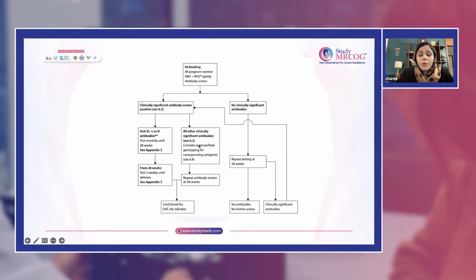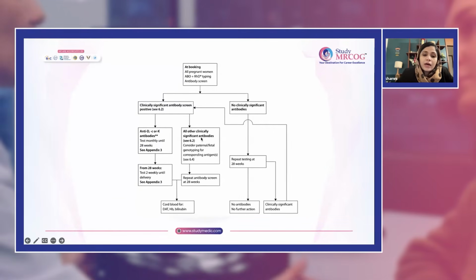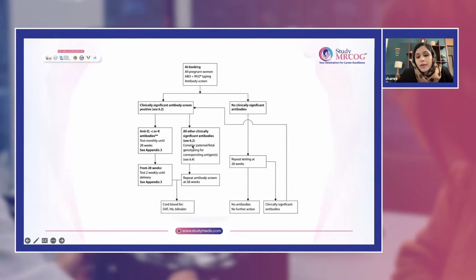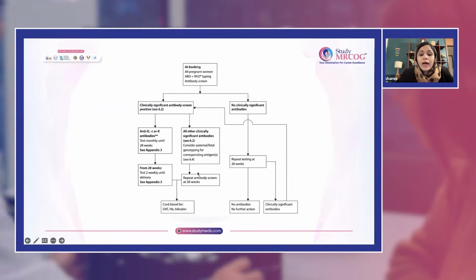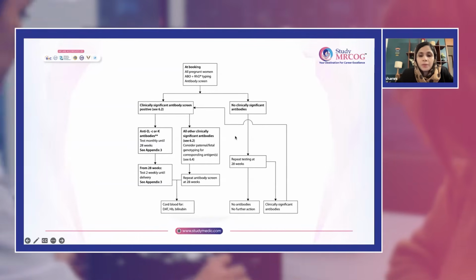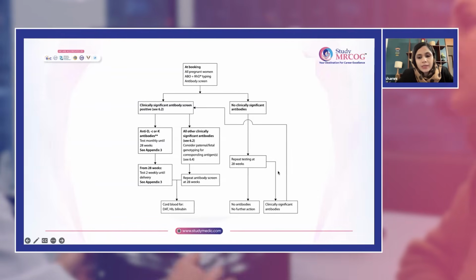Okay. Now, if other clinically significant antibodies, other than these, are there, you may consider either paternal testing or fetal genotyping, and you are going to repeat at 28 weeks only. So at booking and 28 weeks only for others. If you don't see any antibodies, you will repeat again at 28 weeks.